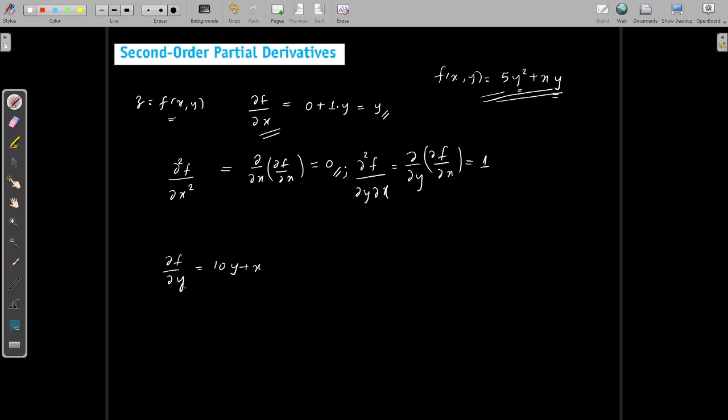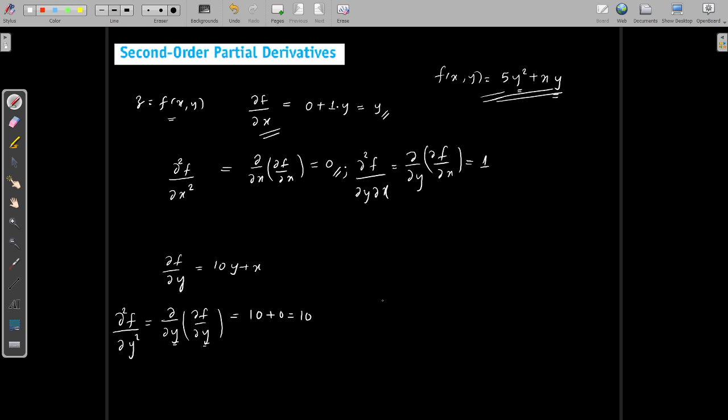Now when you consider this derivative and differentiate it with respect to y again, d by dy of df by dy, that will give the derivative of this function with respect to y again. So that is 10 plus 0, because the derivative of x is 0, as x is taken as constant here. So that will give 10. This is represented by d squared f by dy squared. If the two variables are the same, you can write it as dy square.